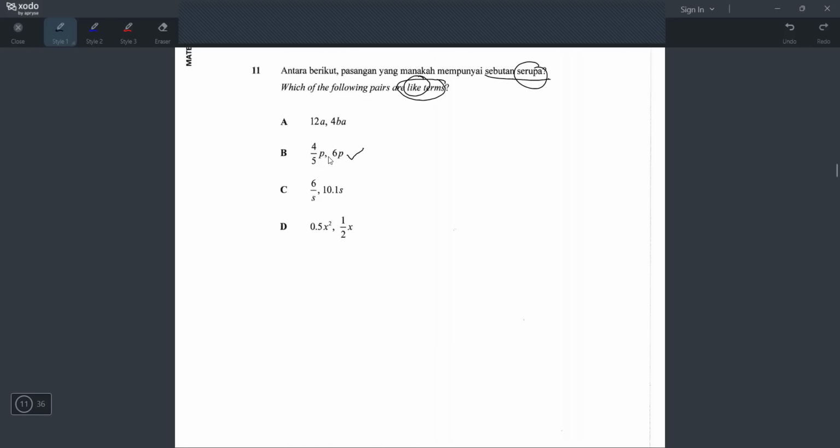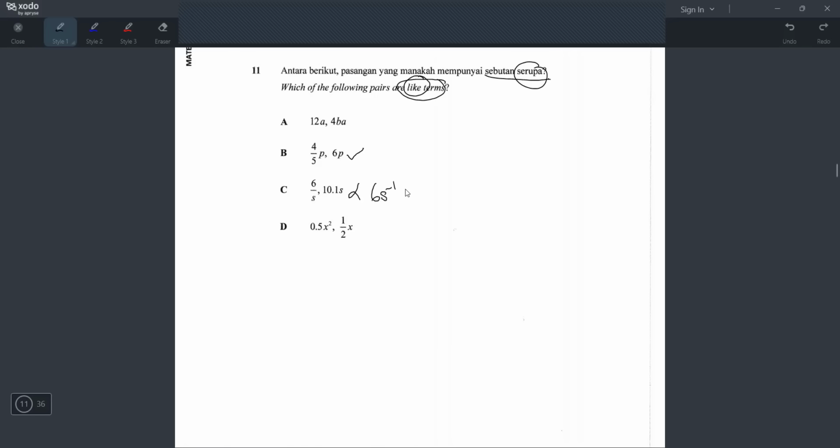It means when you plus them together or you minus them together, you can do it, right? Because they are like terms, right? When you plus minus, they can what, sama-sama. But if you try to plus minus this one, you cannot do, okay? Okay, what about C? These are also not like terms because this is S duduk bawah. So when you move it up, it will become 6S power negative 1.